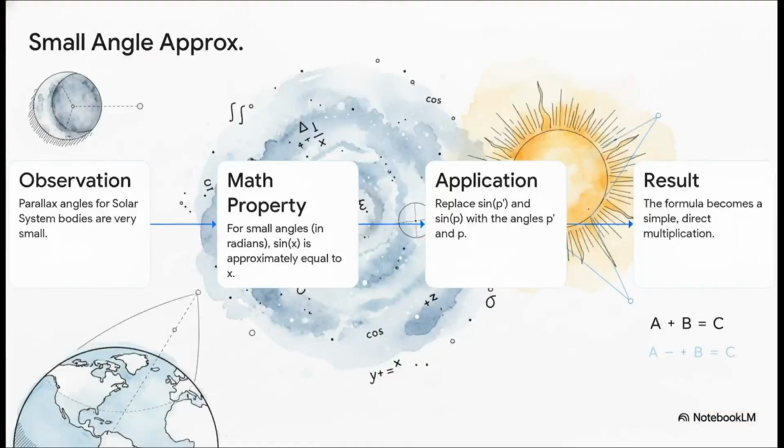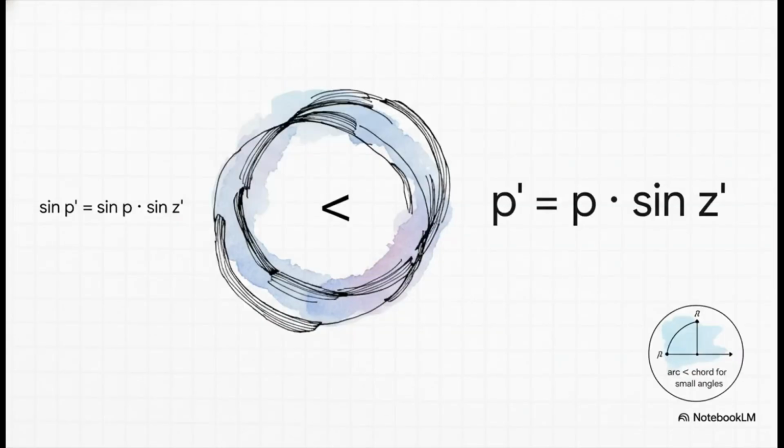Now, here's where we can make things a lot simpler. For every object in our solar system, these parallax angles are tiny. I mean, for the Moon, it's about 57 arc minutes, and for the Sun, it's a mere 8.8 arc seconds. Well, in trigonometry, there's a handy property. For any very small angle expressed in radians, the sine of that angle is almost exactly equal to the angle itself. This is called the small angle approximation, and it allows for a major simplification. And here's the result. The formula becomes a very accurate, direct relationship. The parallax you see at any moment is just the maximum horizontal parallax multiplied by the sine of the zenith distance. It's an incredibly useful tool.